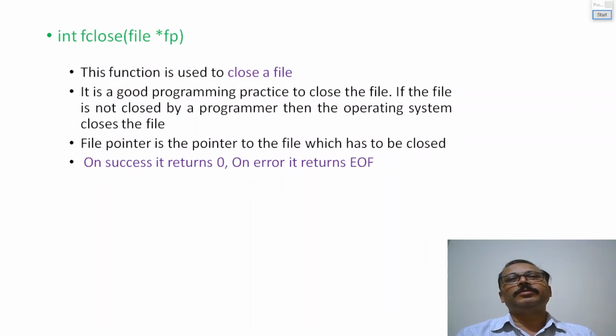Closing the file. You have to close the file after use. Though it is not mandatory, it's better you do it. Again you can see here the parameter is the file pointer, the one which is returned by fopen. So close that file. On success it returns 0. On error it returns EOF.